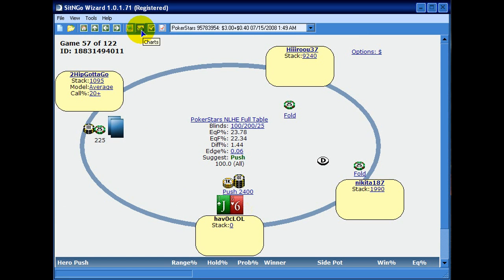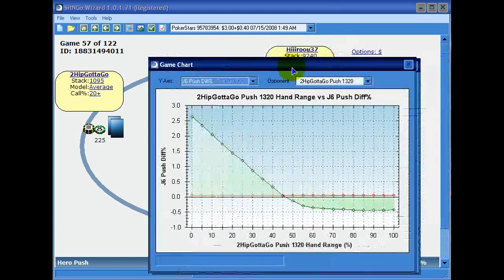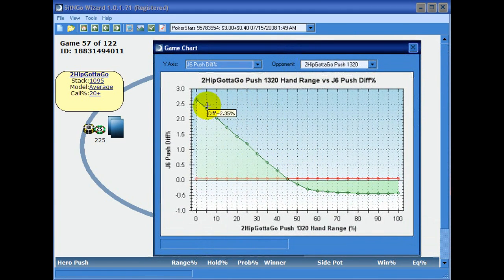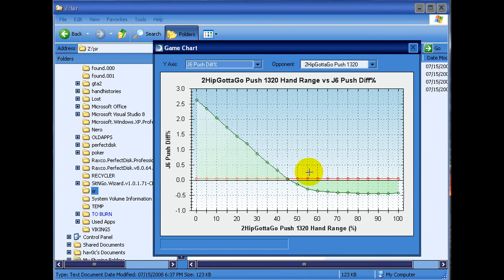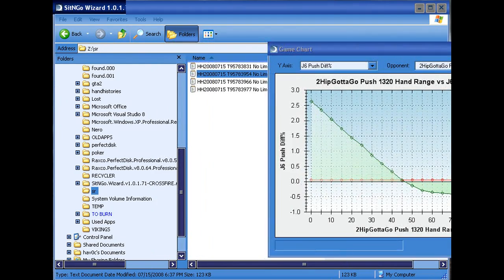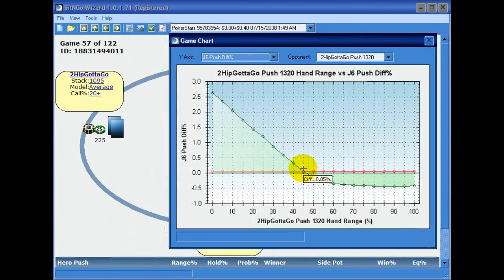So we can have a look at the Sit and Go Wizard charts here, and we can see that if he calls around 45% of his hands, this push starts being break-even EV, and if he starts calling more than that, we start losing money on this. This is the percentage of the prize pool we gain if we push, and his calling range is this much. The percentage of the prize pool we gain on average with our Jack 6 offsuit push, and yep, we start losing past a certain point.